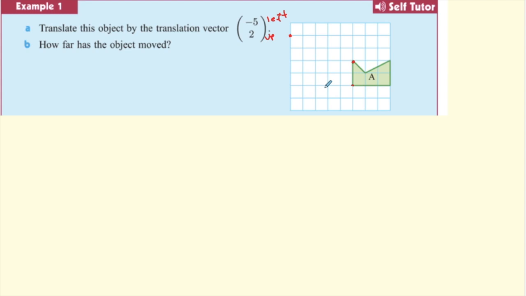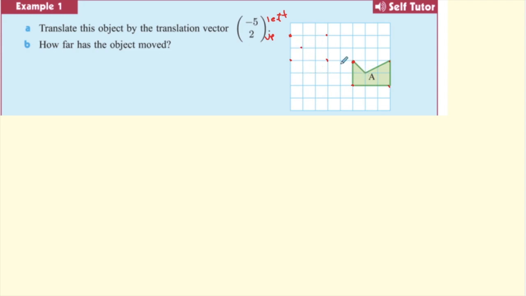So 1, 2, 3, 4, 5, up 1, 2. This point here, 1, 2, 3, 4, 5, up 1, 2. This point is going 1, 2, 3, 4, 5, up 1, 2. You can start to see where we're going to go. This point is going 1, 2, 3, 4, 5, up 1, 2.